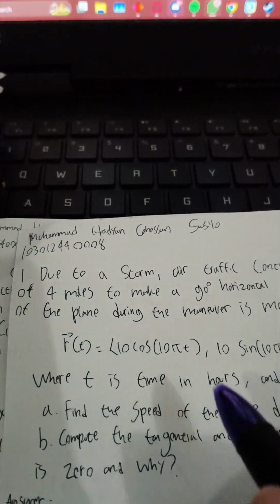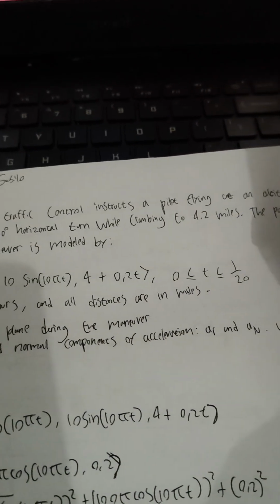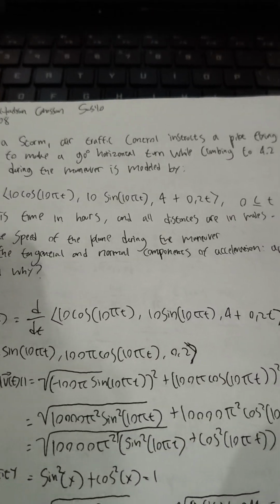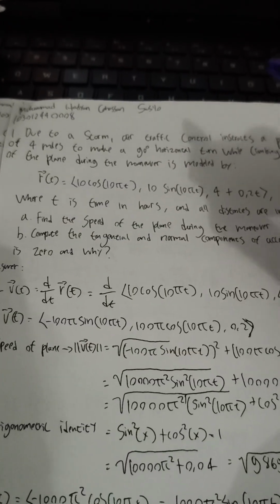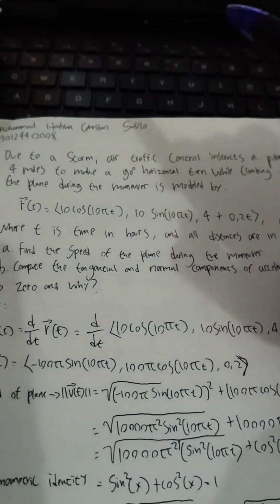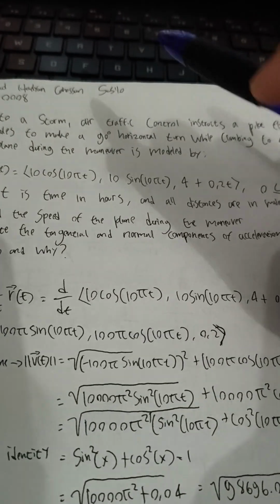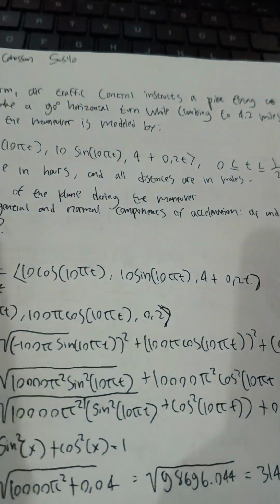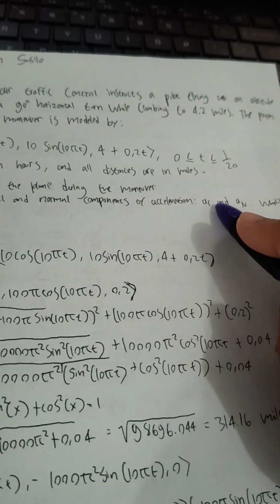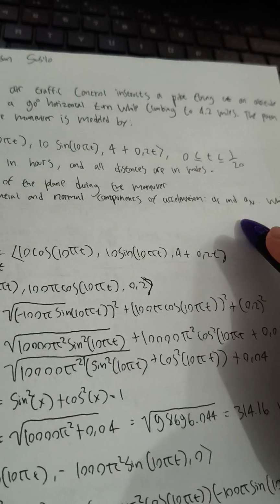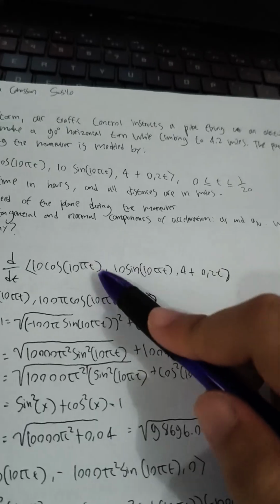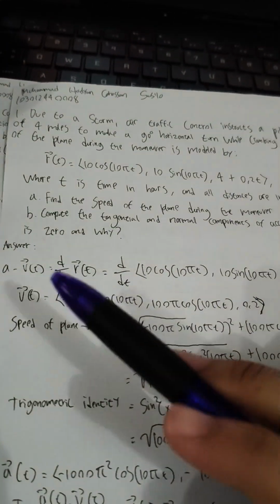Due to a storm, air traffic control instructs a pilot flying at an altitude of 4 miles to make a 90 degree horizontal turn while climbing to 4.2 miles. The path of the plane during the maneuver is modeled by the function r(t) = ⟨10 cos(10πt), 10 sin(10πt), 4 + 0.2t⟩, three separate components, where t is greater than 0 but less than 0.05. Here t is time in hours and all distances are in miles.